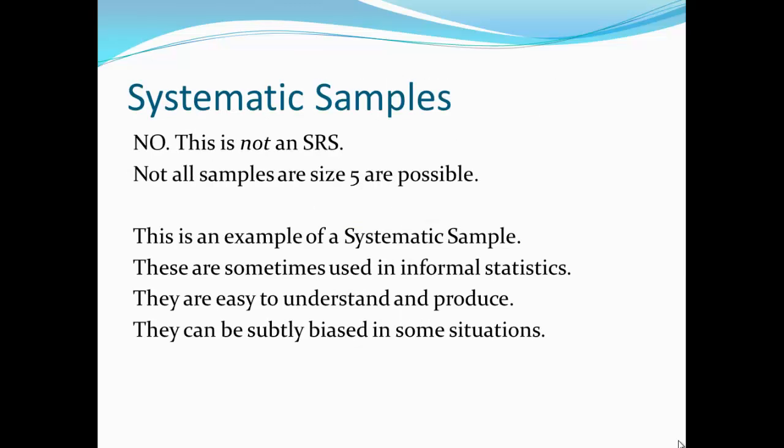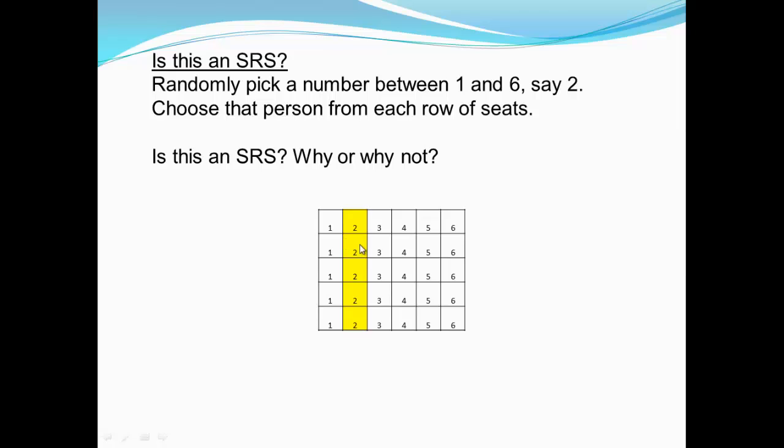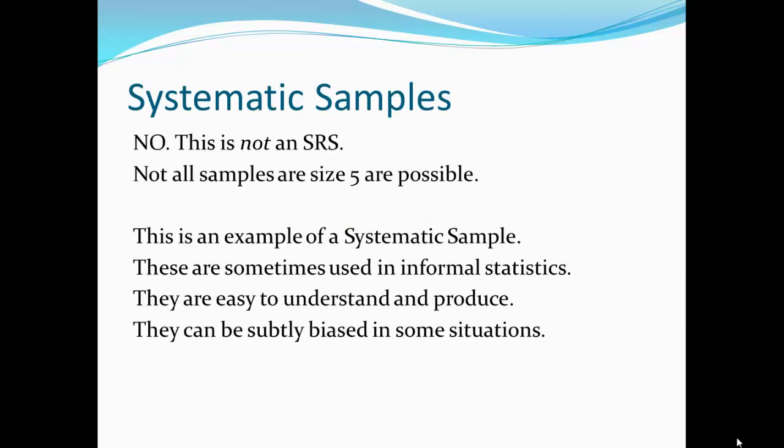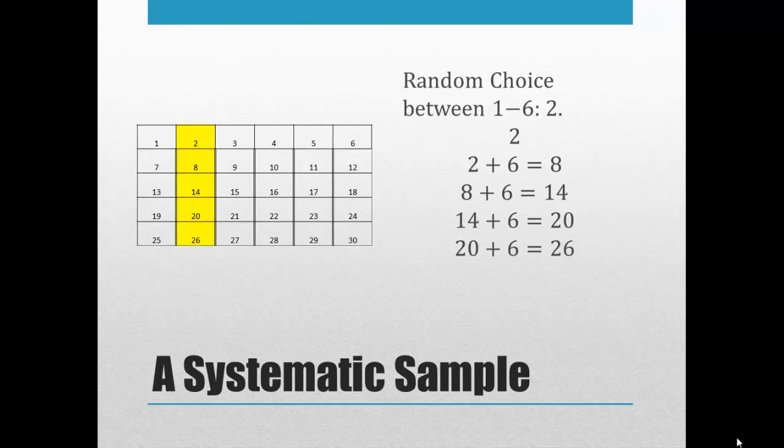We said that no, this is not a simple random sample, and the reason is that not all samples of size 5 are possible. For instance, we could never get a sample that selected both the third and the fourth person from row 2 of seats. The reason is we will only select one person from each row. Therefore, this is not a simple random sample. It is, however, an example of a systematic sample. These are sometimes used in informal statistics. They're easy to understand and produce, but they can be subtly biased in some situations.